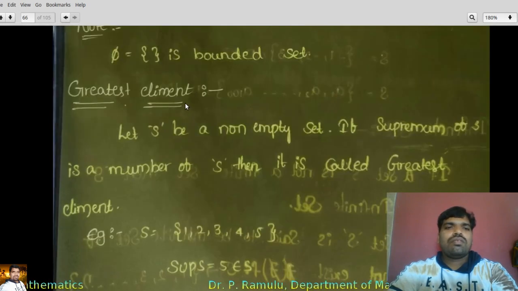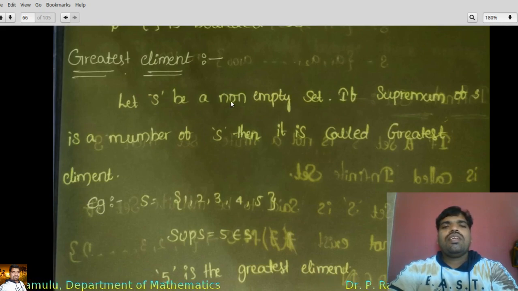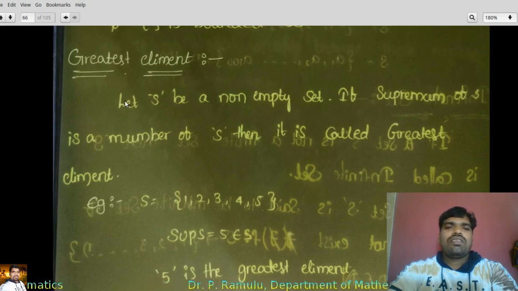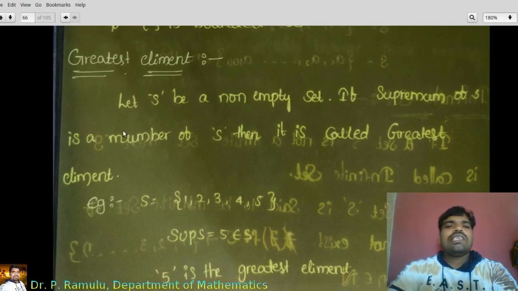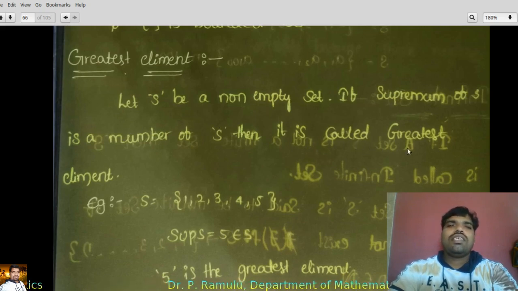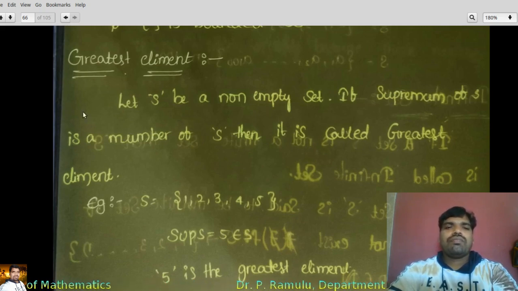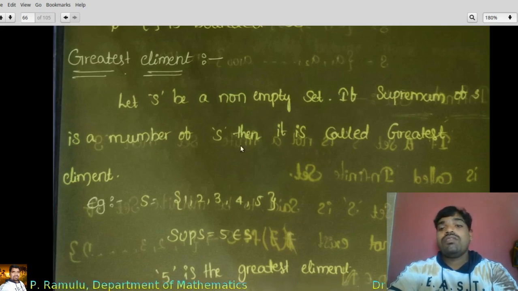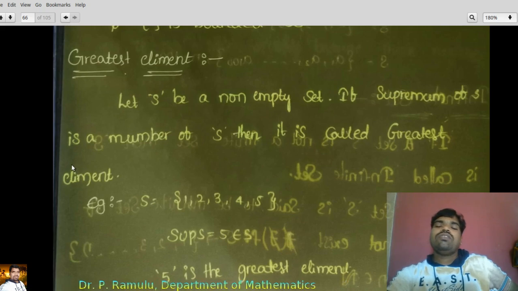Okay. What is greatest element? Let S be a non-empty set. If the supremum of S is a member of S, then it is called the greatest element.